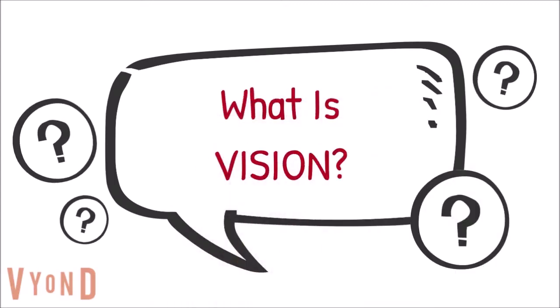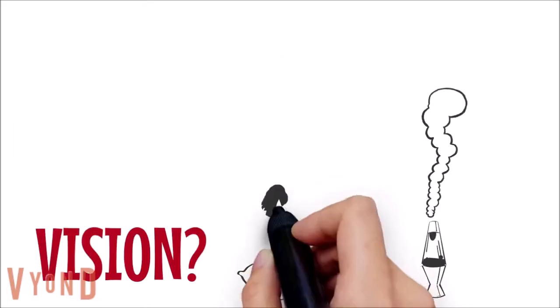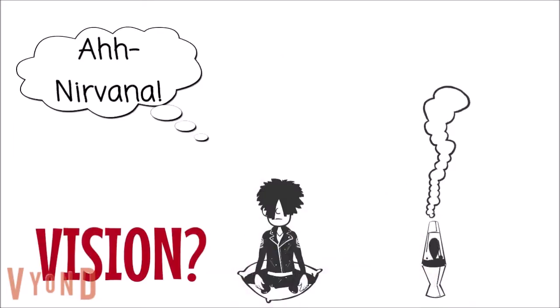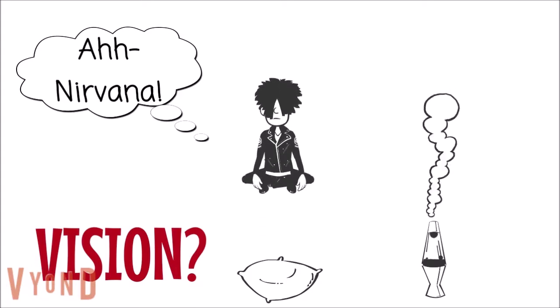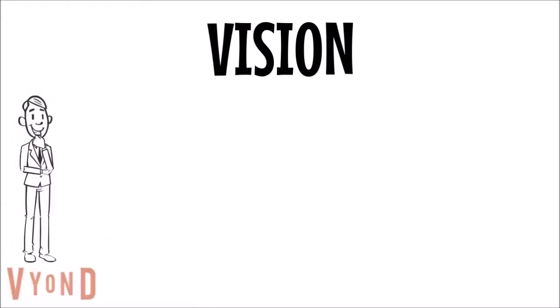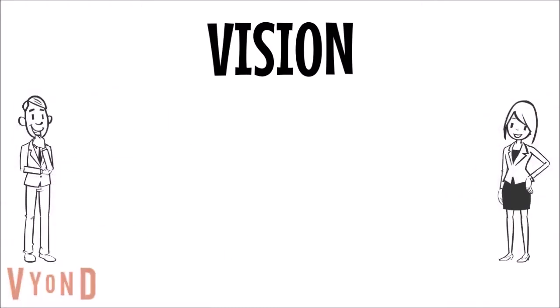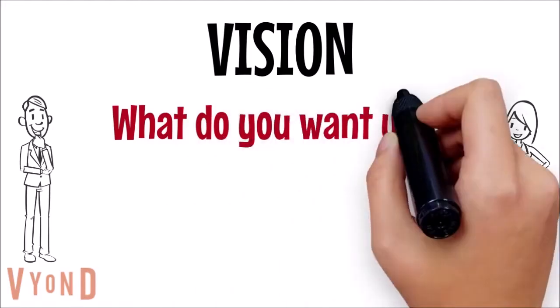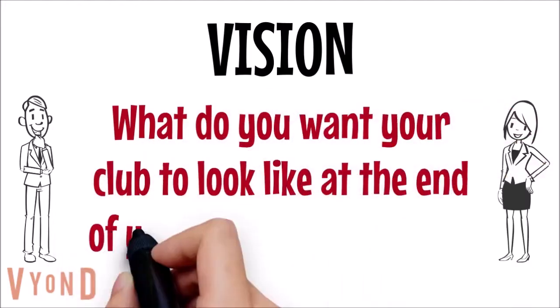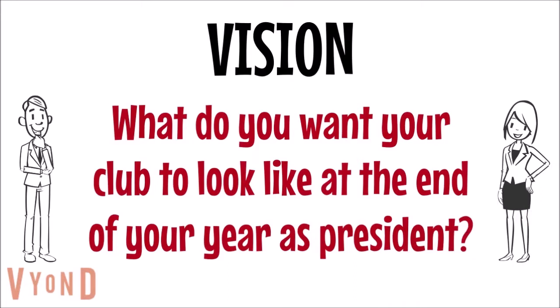What is a vision? Oops, not that kind of vision. When I use the word vision, I'm talking about you, as president of your club, answering the question, what do you want your club to look like at the end of your year as president? It's a short statement that simply says what your club has become, or has accomplished, or is known for in your community. Some clubs may already have a defined vision statement. If that's the case in your club, then you are already ahead of the game.